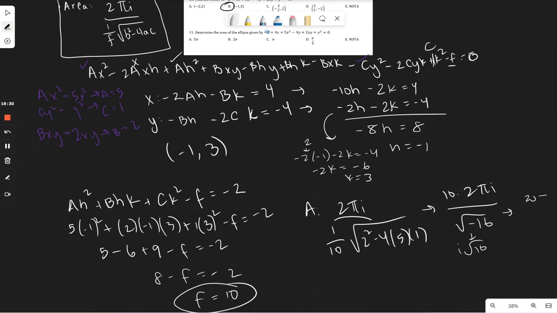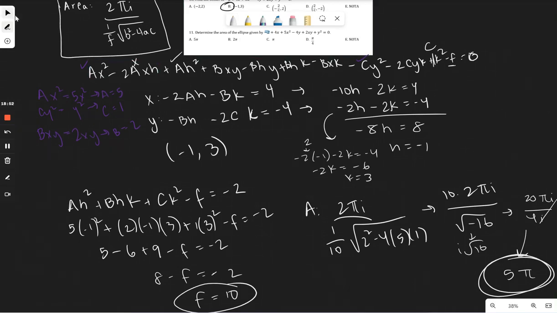20 pi i over 4i, and that's why I said you might want to do 4ac minus b squared, so then you don't have to deal with the i's. But personally, I don't think it's a huge deal. The i's cancel out, the 20 pi over 4 just becomes 5 pi. And so the area of this conic section is 5 pi.